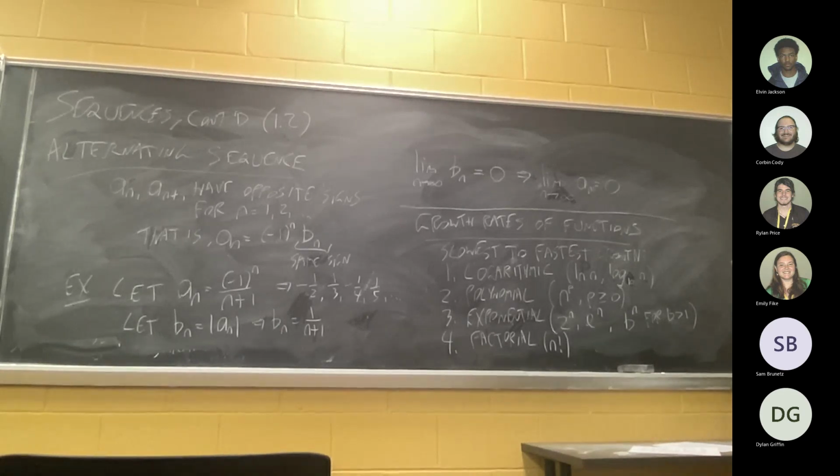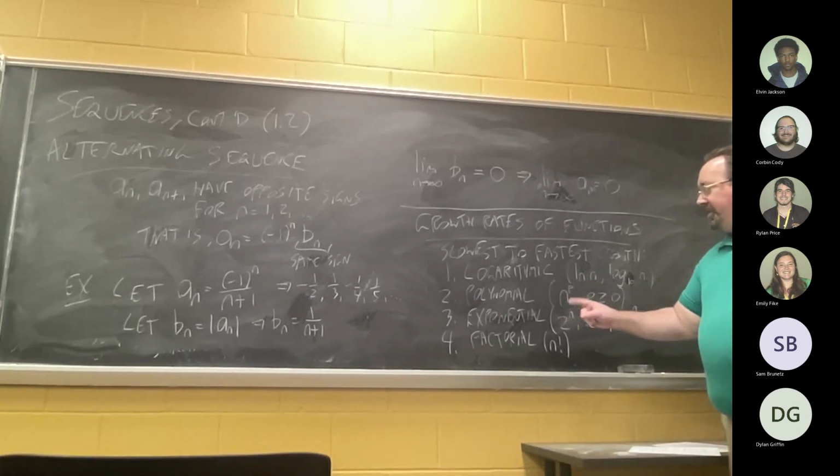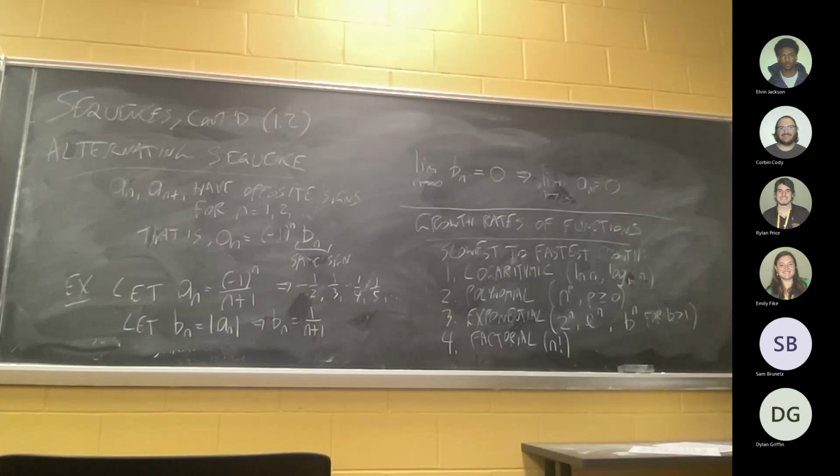So the idea is any function in one of these categories grows faster than any function in the category above it. So it doesn't matter if I have, say, n to the 1 million. That's still going to grow less rapidly than any exponential function, even if the base is only slightly greater than 1. The exponential function will eventually still win out.